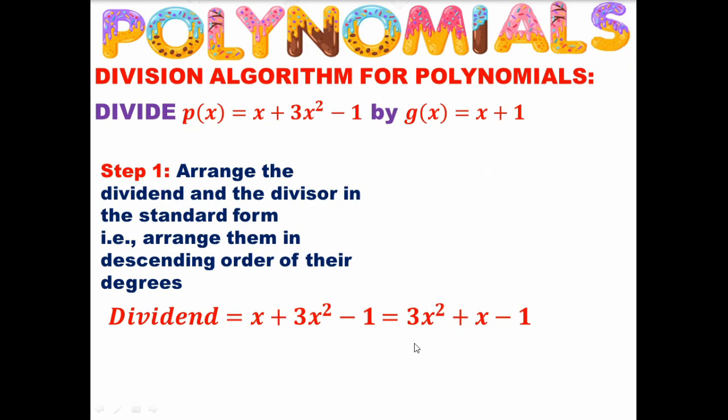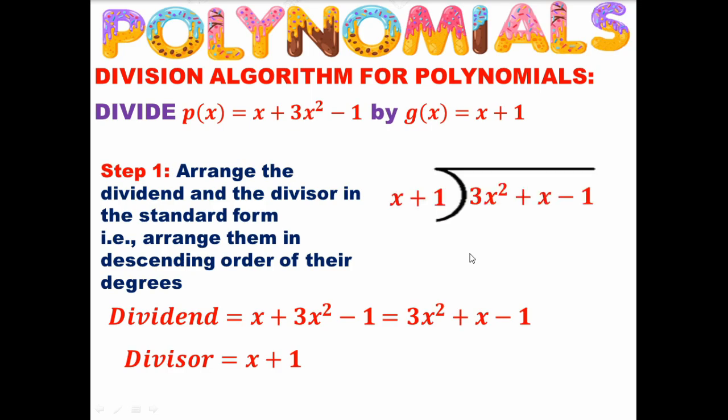Now we have arranged the dividend. Now let's consider the divisor. The divisor here is x plus 1. It is already in descending order, so no problem. We'll take it as it is. So check both dividend and divisor. If they are in the correct form, no problem. If they are not in the standard form, then you arrange them so that their powers are in decreasing order, right? Now we have arranged them and we'll proceed to divide the two polynomials.